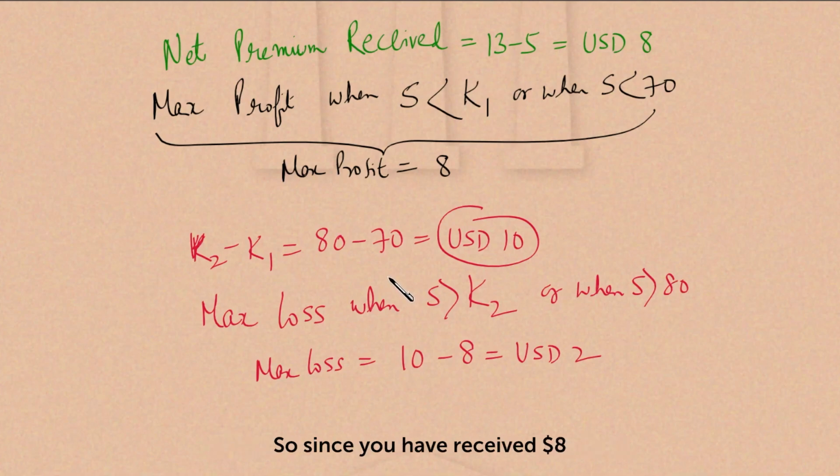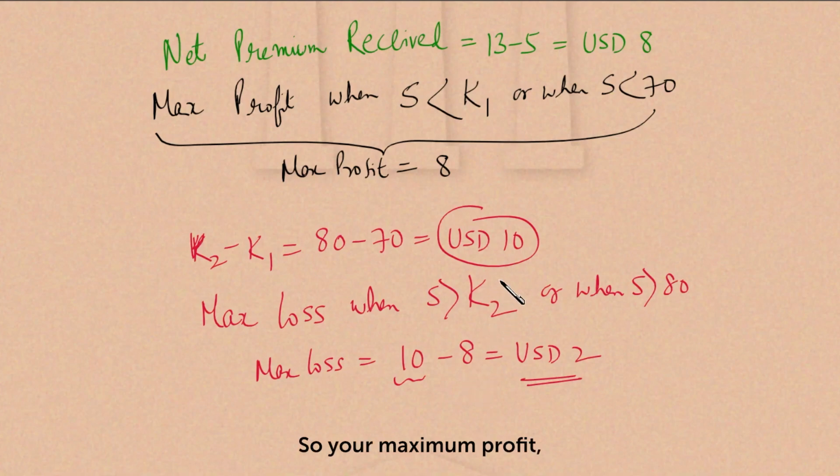So since you have received $8 of premium upfront from selling and buying the options basically, that is why your total loss is reduced to just $2. This is your maximum exposure of $10. Okay. And this premium received acts as a kind of cushion, protecting you from bearing the full impact of the difference in the strike prices.